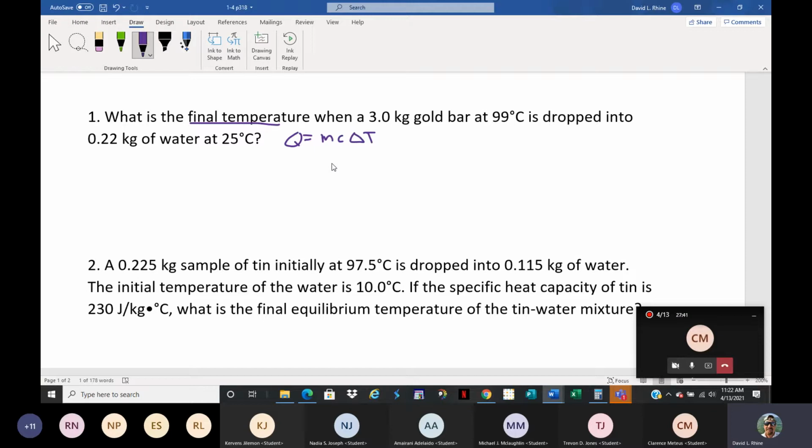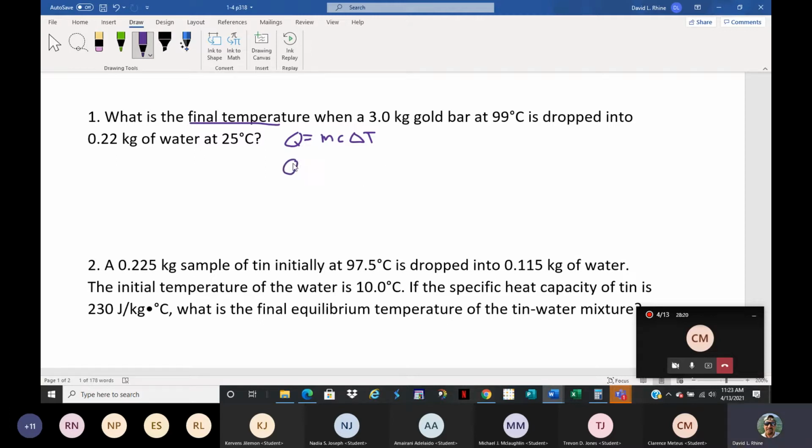All right, so the way to solve this problem is to rearrange this to solve for your change in temperature, and then your change in temperature plus your initial temperature will give you your final temperature. I hope that makes sense. It'll make sense when we do it. All right, so I need to get change in temperature by itself. So what I do with M and C is divide both sides by it, right?